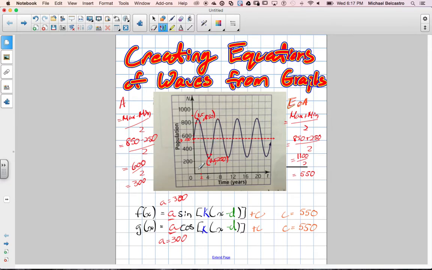So you took the minimum value of the original one? Yeah, the 250. And then you did what to it? I added 300. I added the amplitude. You added 300, the amplitude. And I got 550 for the vertical shift. That's what I got for C.